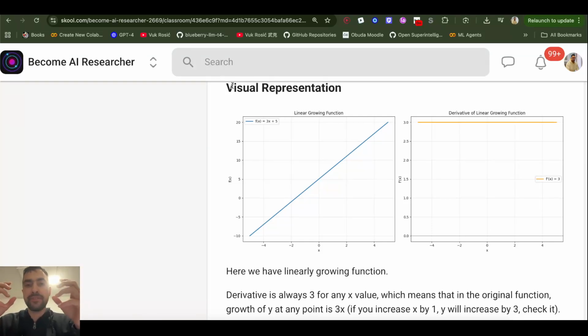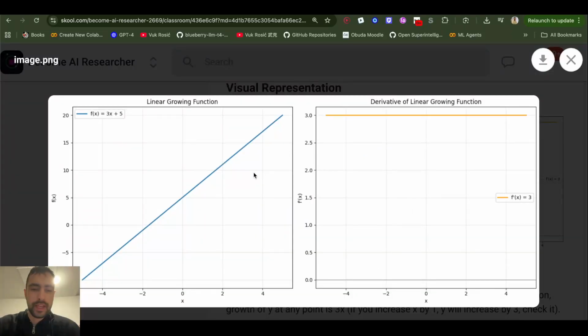First of all, derivatives are used for the neural network to learn. So a neural network is learning through finding derivatives. Just to show you how important they are. And here, this is the function, this is its derivative. So you see that the derivative is 3. So for any x, the derivative is always 3.